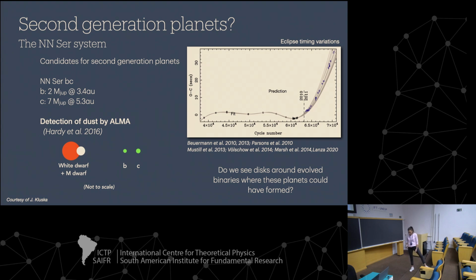But let me go back just a second to another discovery that sent scientists into a bit of a crisis, because at some point they found a system like the NN Serpentis system. It has two giant exoplanets with a pretty wide separation, I would say, a Jupiter-like separation of 5.4, if I recall correctly, around a system of a white dwarf and an M dwarf. It means that the binary went through the first common envelope phase, or stable mass transfer, we don't really know.